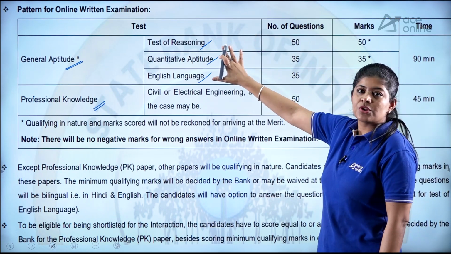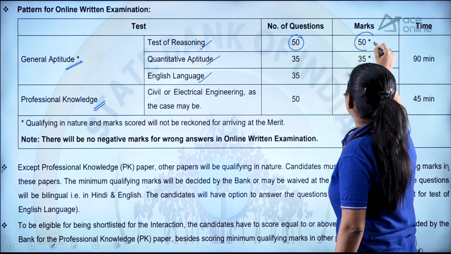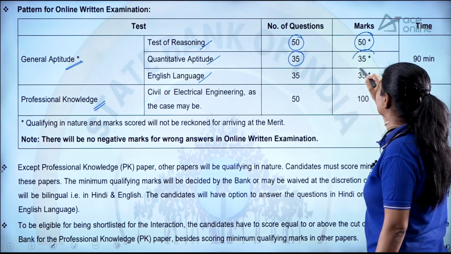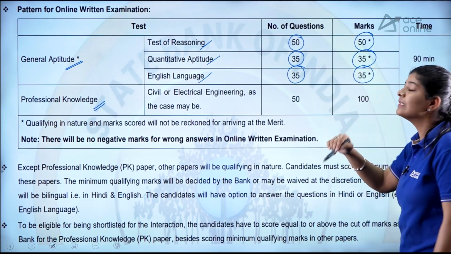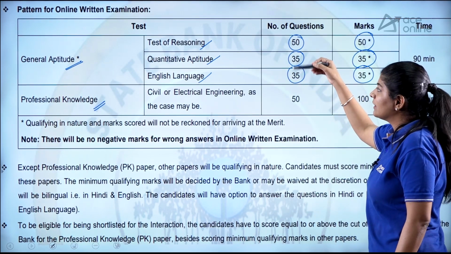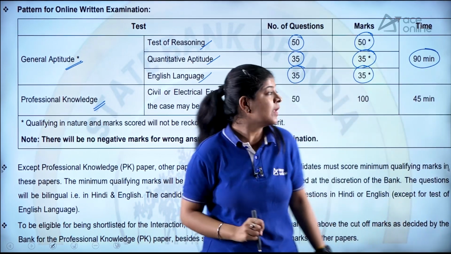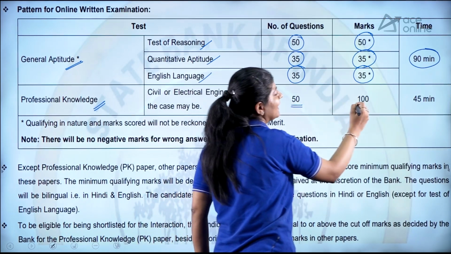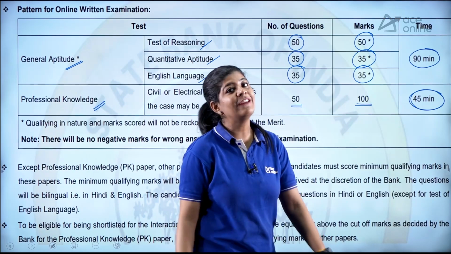Now the number of questions and the marks. From reasoning we have 50 questions which carry 50 marks. Quantitative aptitude 35 questions, 35 marks. English language 35 questions, 35 marks. And just to solve these three subjects, you have a time of 90 minutes, right? Now let's talk about the professional knowledge. Here 50 questions carry 100 marks, and the time limit that we have over here is 45 minutes.